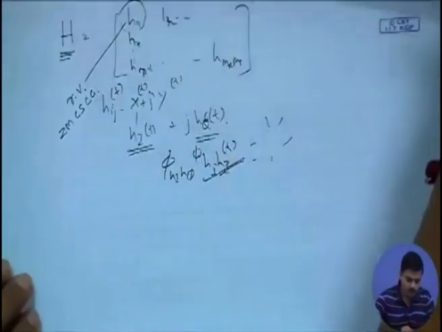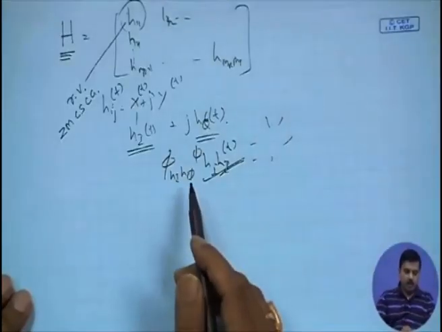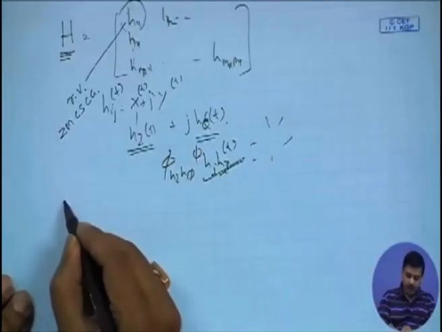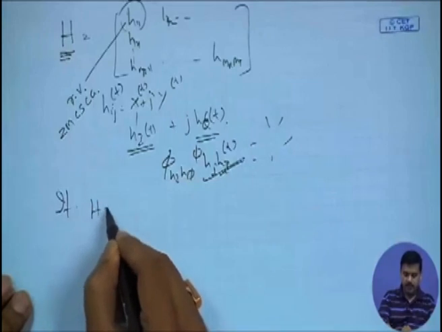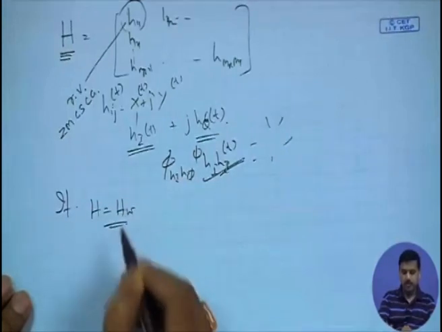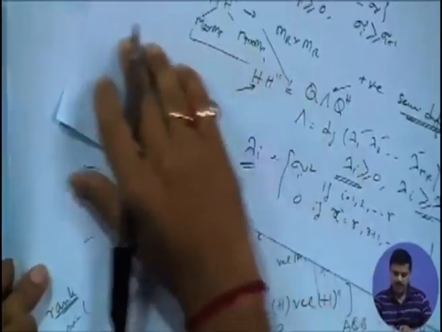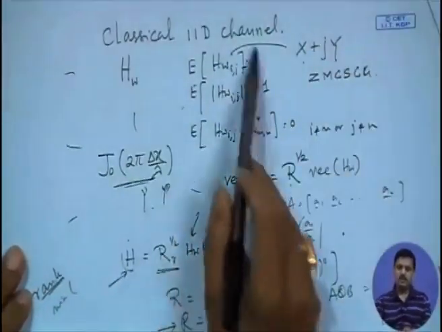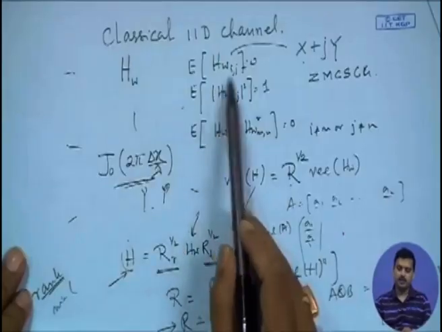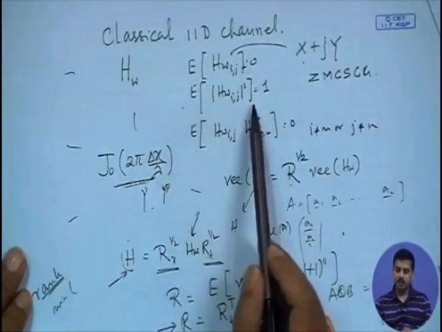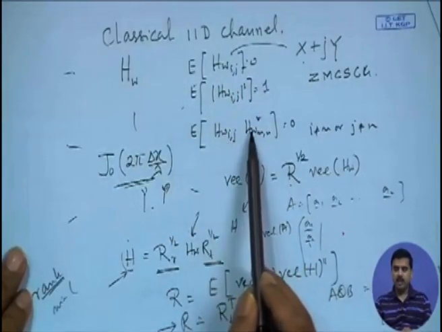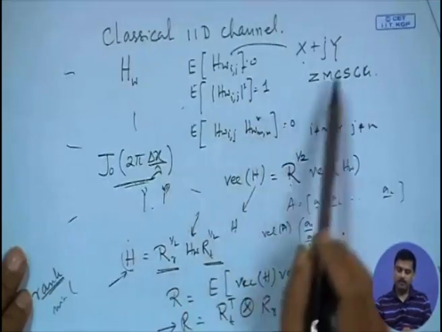So what we are going to look at is some properties of this lambda and properties of H Hermitian H. Okay. So let us study the case where H is equal to H_W. That means I am talking about the classical IID channel, in which case I am referring to these conditions. That means each element has expectation 0, the power is 1, the elements are uncorrelated, and they are complex Gaussian.